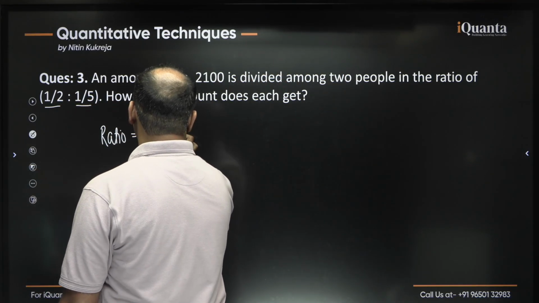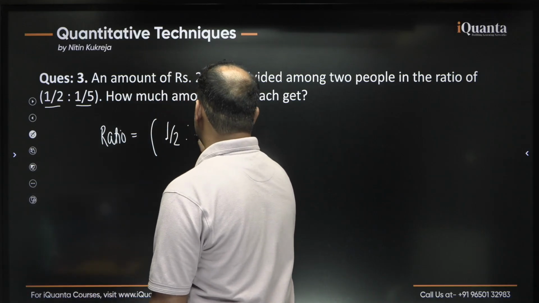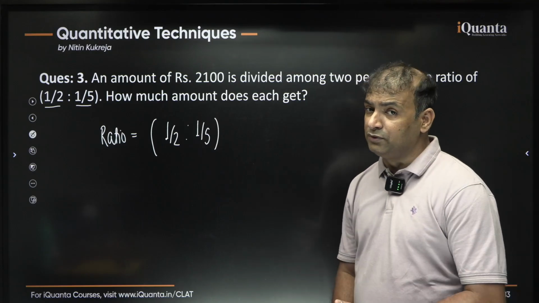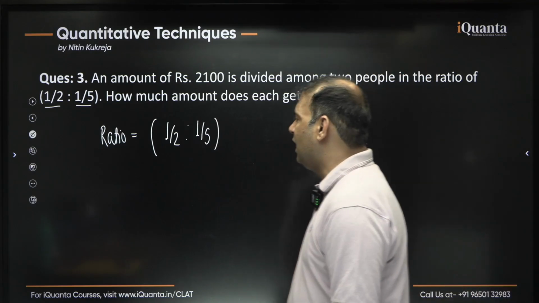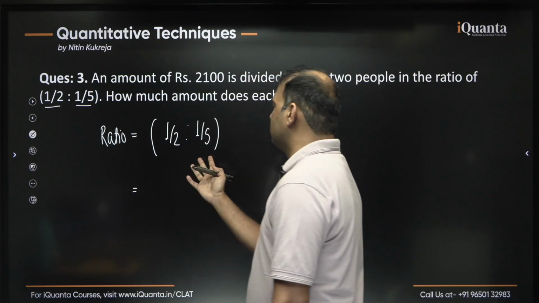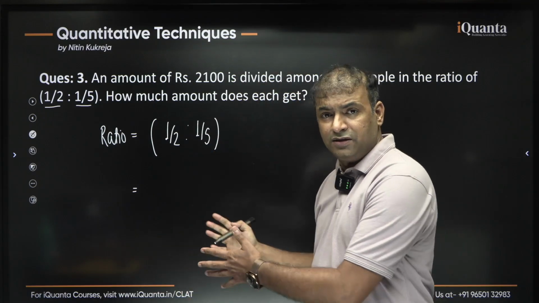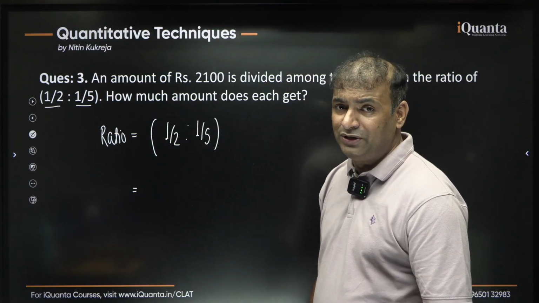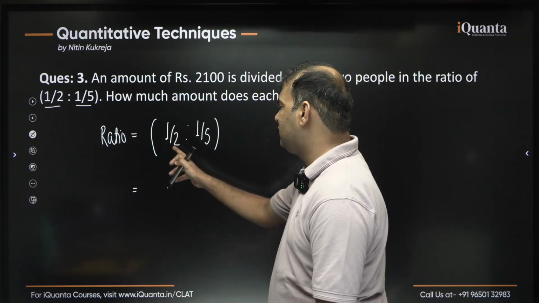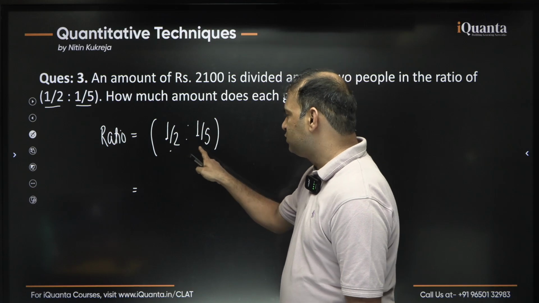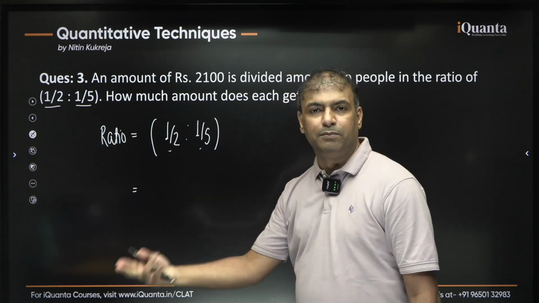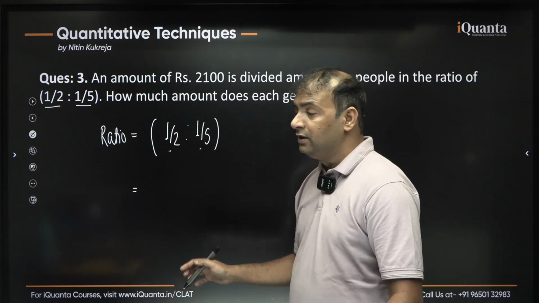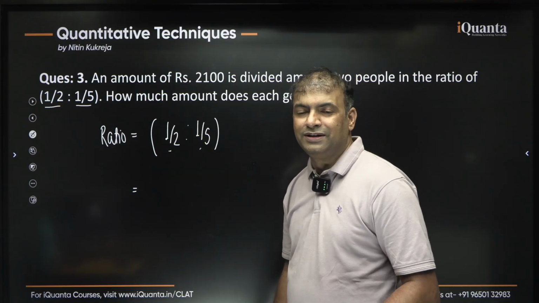See, the ratio is given to us as 1 upon 2 is to 1 upon 5. Okay, so we will try to write that ratio in the form of natural numbers, and that can be done in a lot of ways. Either you can take the LCM of the denominators and make it the denominator of both the terms, or we can do something very simple using a property of ratios: if we multiply or divide the terms of the ratio by the same number, then the ratio does not change, right? That means if you multiply these two terms by the same number, or divide them by the same number, the ratio does not change.